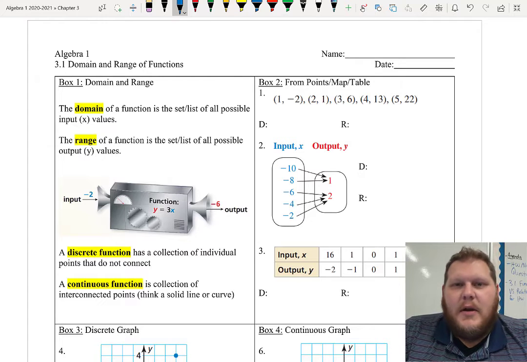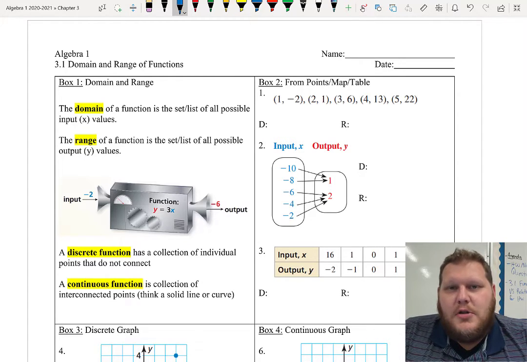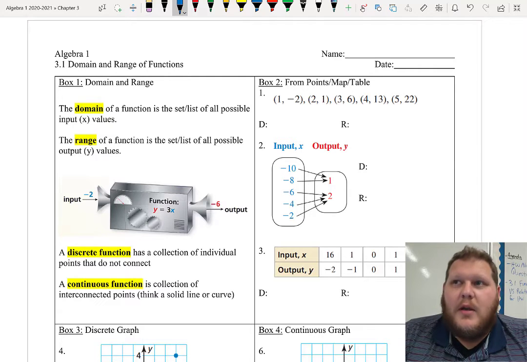Hey guys, today we are looking at 3.1 domain and range. So continuing along what we talked about on Tuesday, Wednesday of this week with functions. Our domain and our range are really just another way of describing our functions, specifically what we have for possibilities for our inputs and our outputs for that same function.